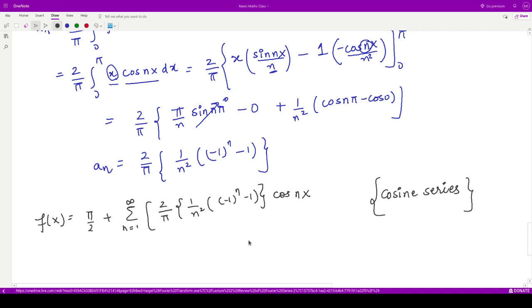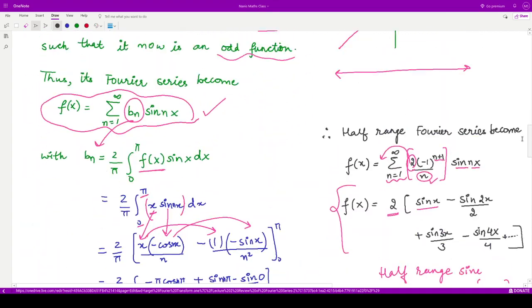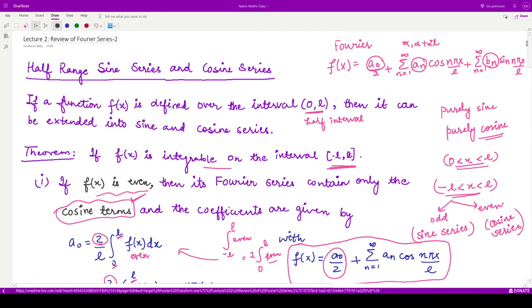I hope you understood this concept. This was a pretty simple concept of half range sine and cosine series. So that is it for this video.